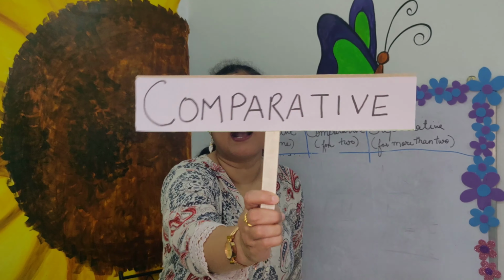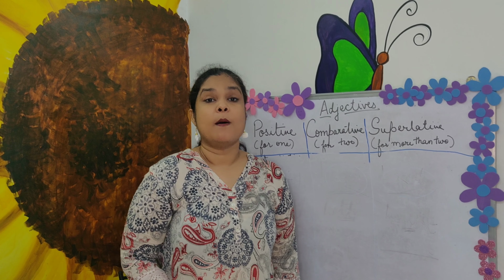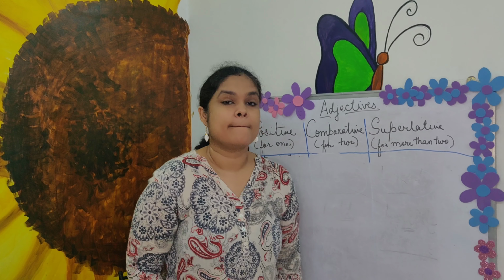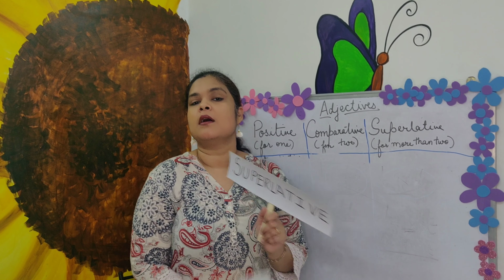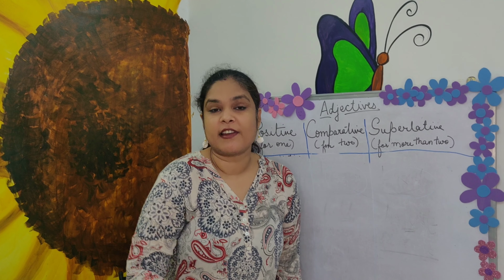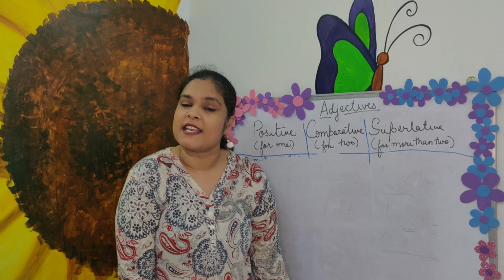Young, younger, youngest. Wonderful. Most wonderful. Sorry, I told you most wonderful, so it's wrong. So wonderful is the positive degree, more wonderful is the comparative degree, and most wonderful is the superlative degree.